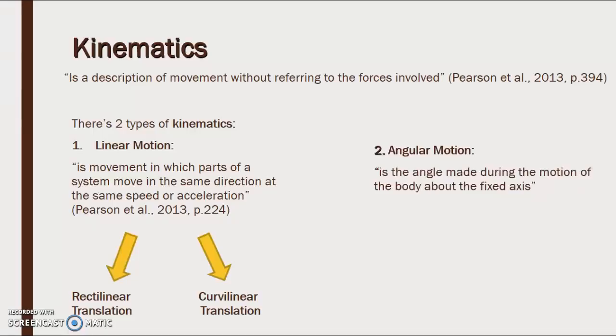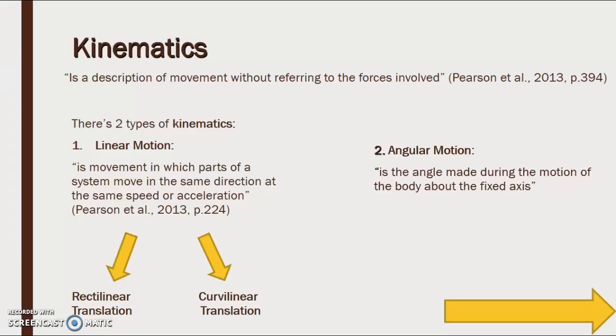Rectilinear is basically motion along a straight line or path. An example would be a 100-meter sprint, because you obviously run in a straight line. And then curvilinear is a motion that occurs along a curved line or path, and that would, in comparison, be a 200-meter bend, because obviously you're running in a curve at the beginning. And then the other one is angular motion, where all points on a body move in circles around the same fixed axis. The axis can either occur inside or outside of the body.